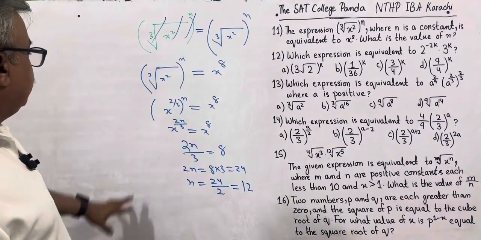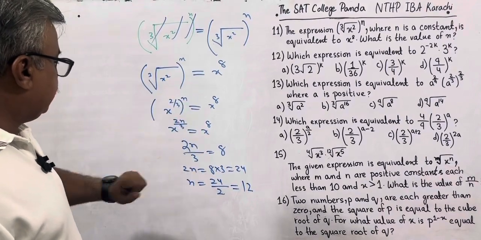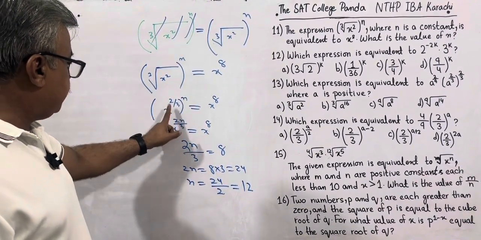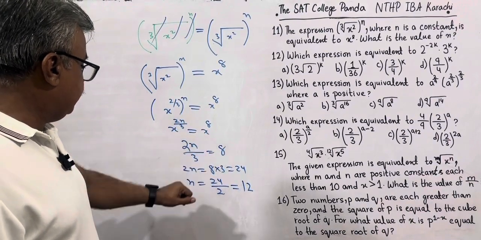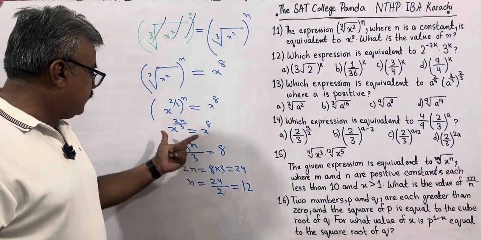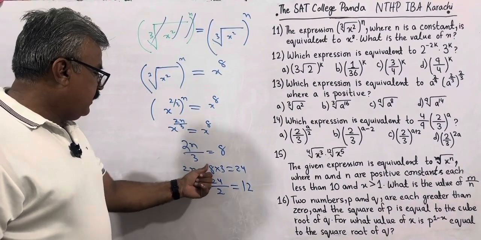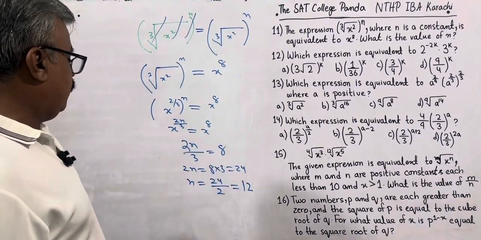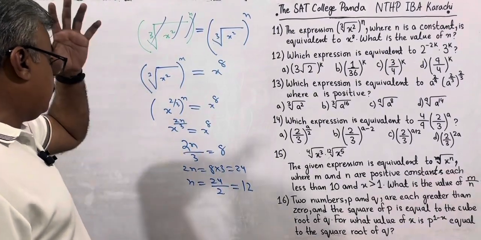We are interested in n. Get rid of this cube root. It can be written as 2 over 3 times n. Power having another power, multiply the powers. 2 times n over 3 is equal to x raised to 8. Bases are equal, therefore powers are equal. 2 times n divided by 3 is equal to 8. Shift 3 here: 8 times 3 is 24. Shift 2 from multiplication to division, n is equal to 12.